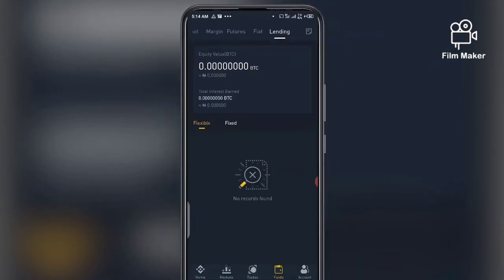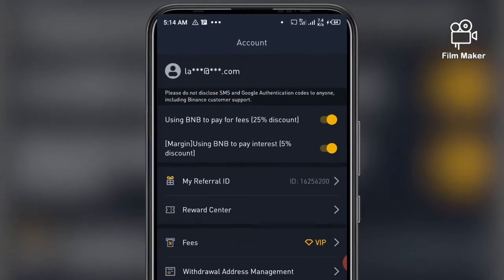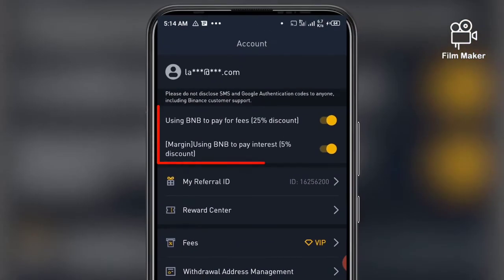The final tab is your account tab, where you get to see whether you are using BNB to pay for your trading fees. It gives you a 25% discount, so I see no reason why you should not use it.